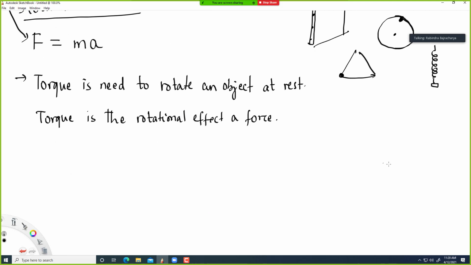So let's say you have this door, you're looking from the top perspective. You're applying some force. Let's say one time you apply force this way, next time you apply force this way, next time you apply force this way.